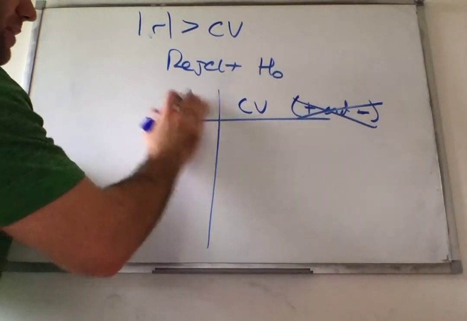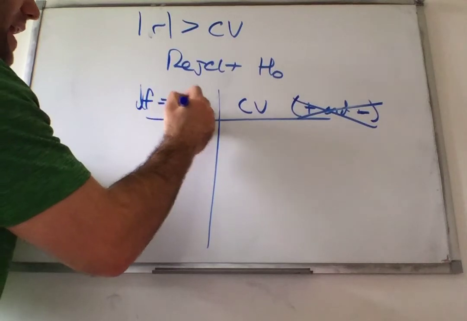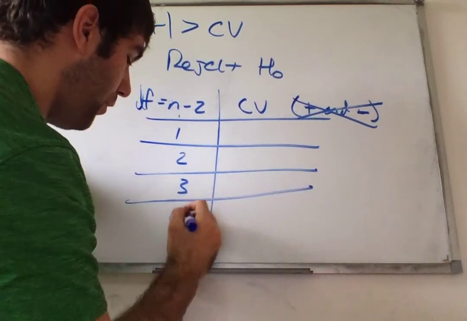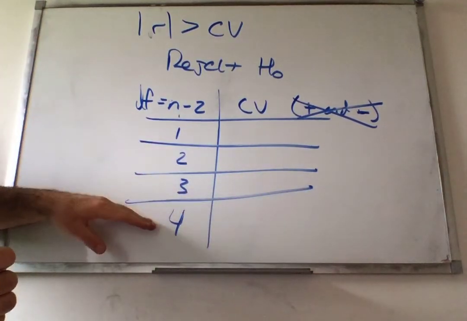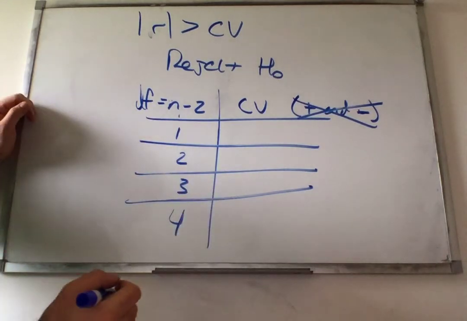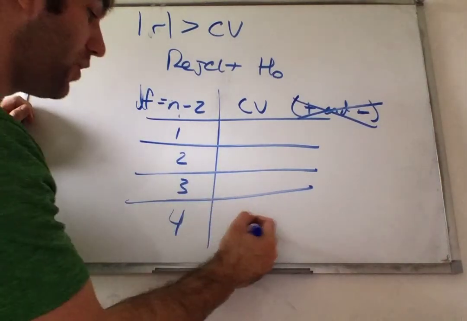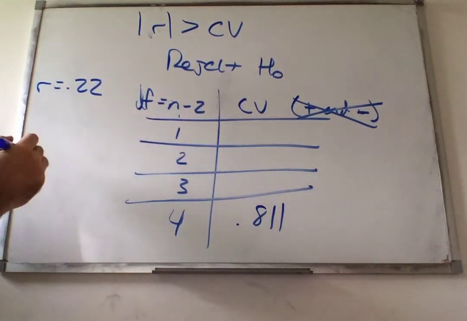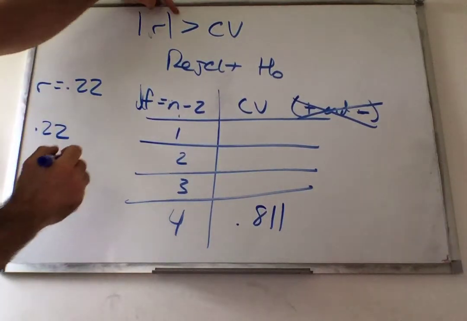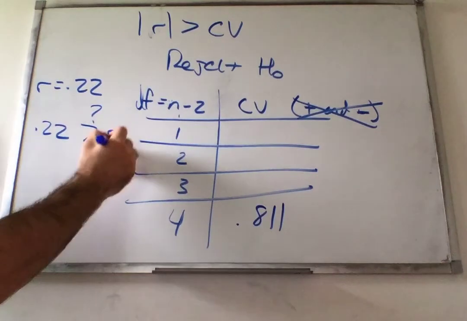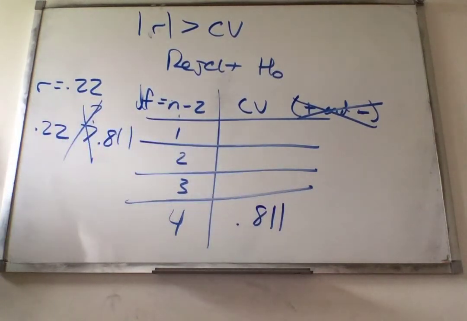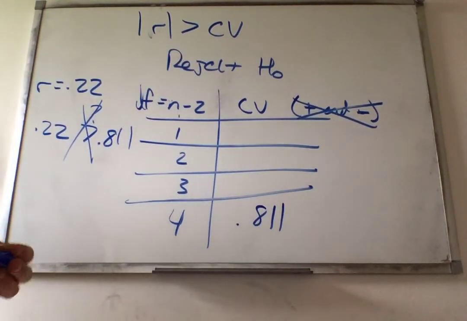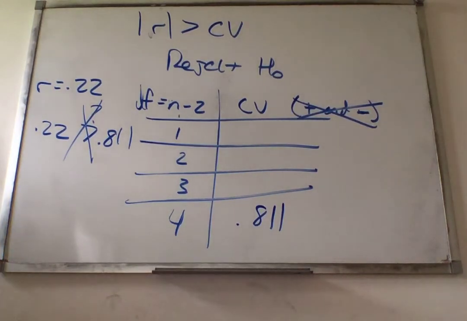Now, degrees of freedom, if you recall, is n minus 2. So 1, 2, 3, 4. If you look at this, 1, 2, 3, 4, and you go over on this list, it's 0.811. Our R value was 0.22. So 0.22, is that greater than 0.811? No, it is not. So if it was, we would reject the null hypothesis. Okay, so here's another way you could come up with your conclusion.